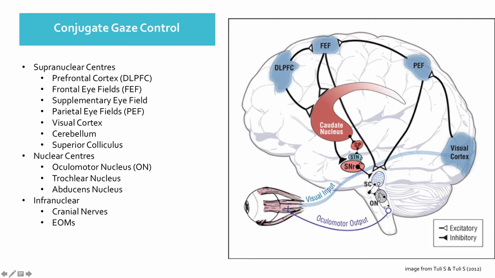These can be divided into supranuclear, nuclear, internuclear, and infranuclear centres. The control of saccadic eye movements is from the supranuclear centres of the frontal eye fields and parietal eye fields, while smooth pursuit primarily involves the visual cortex.